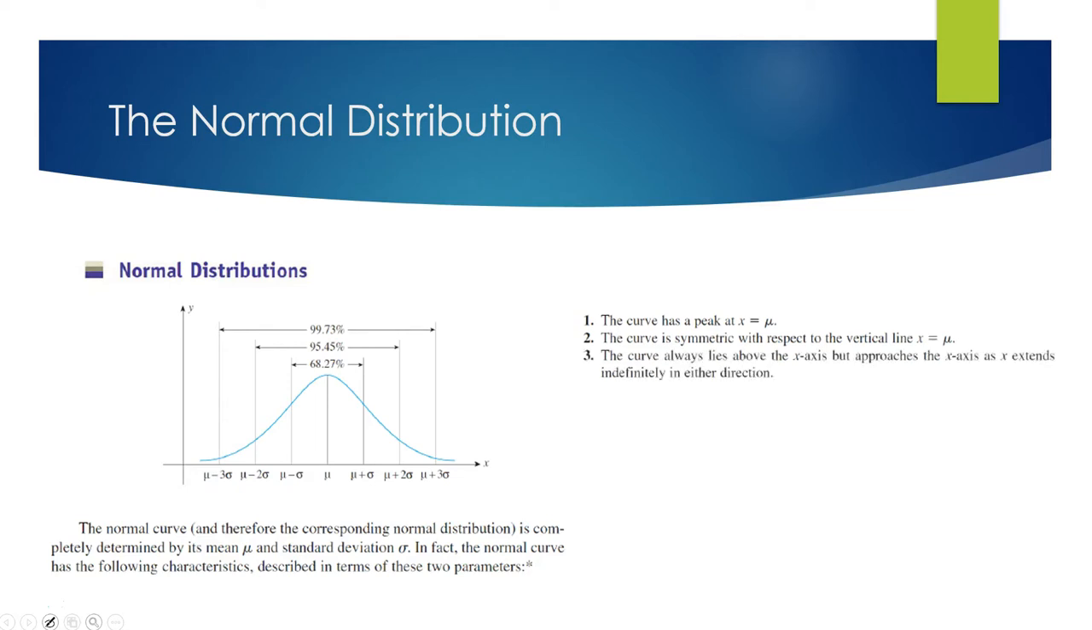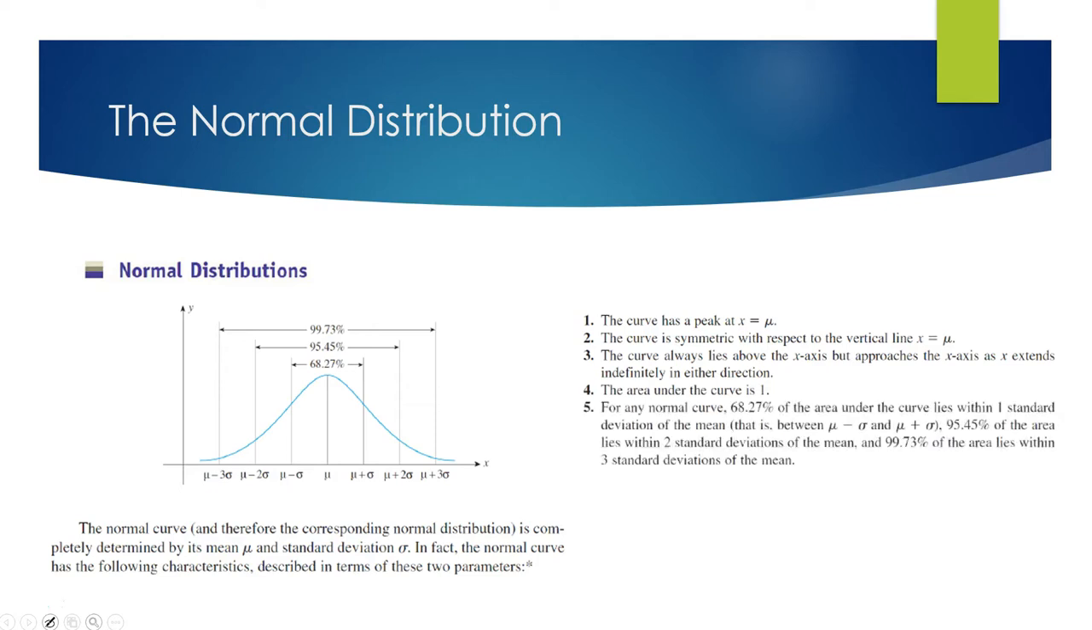The curve always lies above the x-axis, but approaches the x-axis as x extends indefinitely in either direction. So this curve will continue on and get infinitely close to the x-axis, but never cross through it. The area under the curve totals 1, just like we talked about in the previous slide. And for any normal curve, the percentages are the ones I've already talked about.